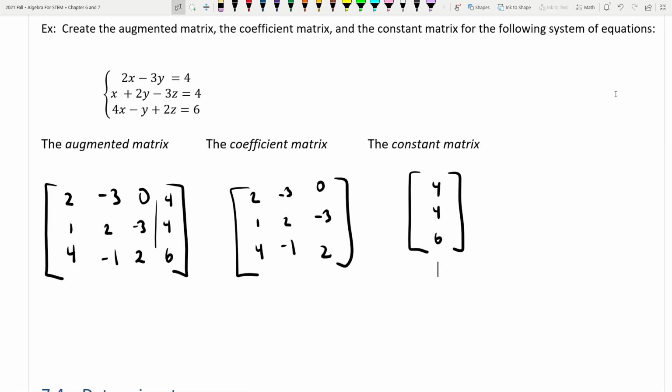This ends what we're going to cover in 7.1. You can do the homework for 7.1. We're going to do a little bit of 7.4, so keep watching the videos.